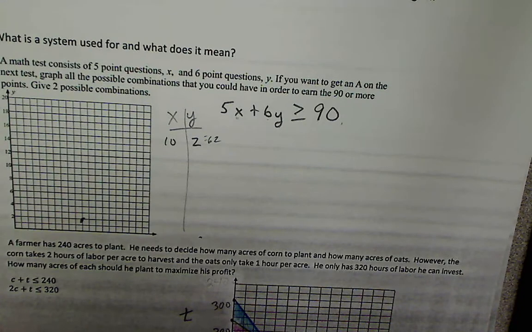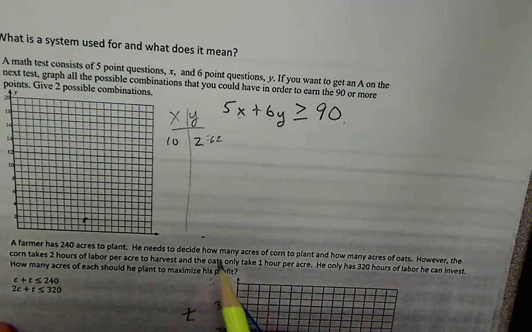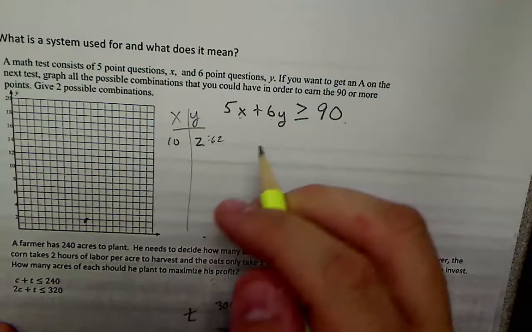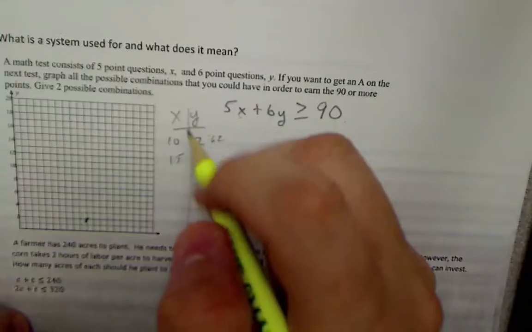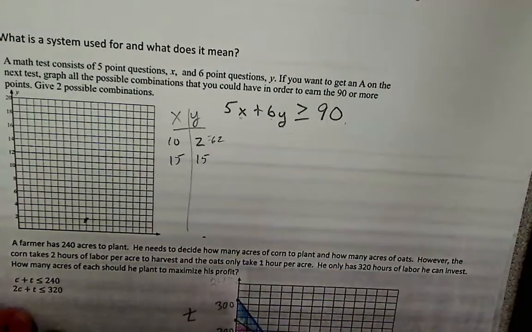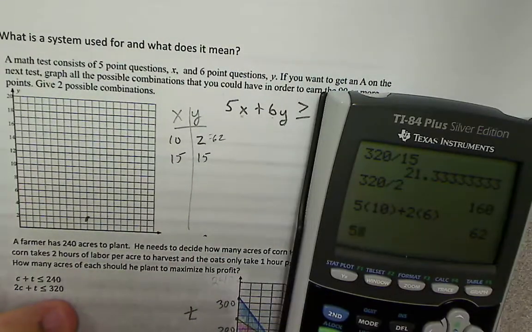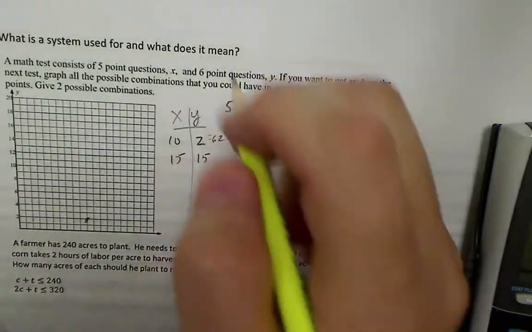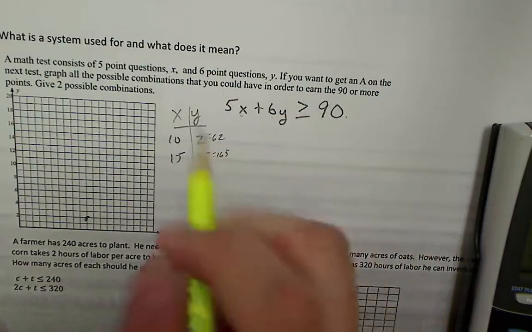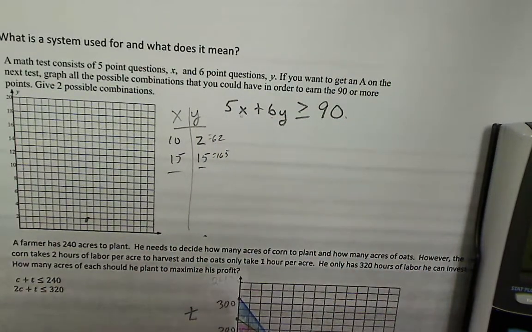Then I could figure out, well, what if I study and I get 15 questions right of the 5 points, and let's just say I get 15 questions right of the 6 points. Well, again, if I do 5 times 15 plus 6 times 15, it says I get a 165. Now, obviously, you're not going to get a 165 on the test, but that would be a possible combination you could get because it works.